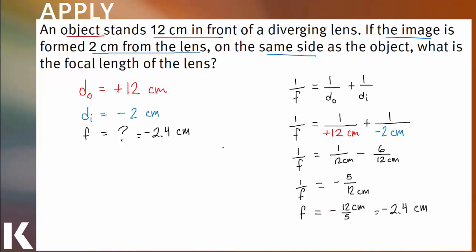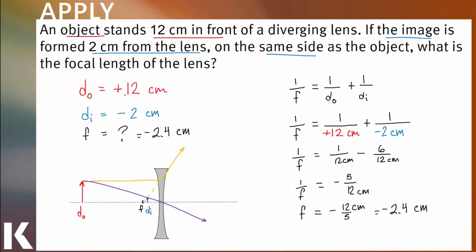And if you're curious about what the ray diagram for this system would look like, it looks like so. Notice our object is 12 centimeters in front of the lens, so that will be positive 12. Our image location is negative 2 centimeters. Why is it negative? We see here that it's formed by the back tracing of the diverged ray. Thus, it's virtual and thus it's negative. Finally, our focal point, which is 2.4 centimeters, is negative because the diverged rays move away from it.